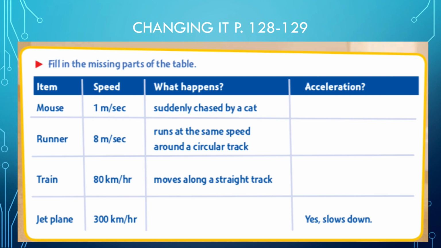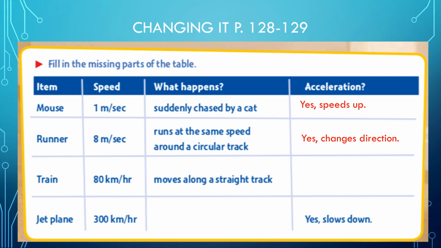Let's review these pages. Fill in the missing parts of the table. Let's start with the mouse. Its speed is 1 meter per second. It is suddenly chased by a cat. Would it have acceleration? Yes, it speeds up. The runner. Its speed is 8 meters per second. He runs at the same speed around a circular track. Would there be acceleration? Yes, because there is a change in direction.